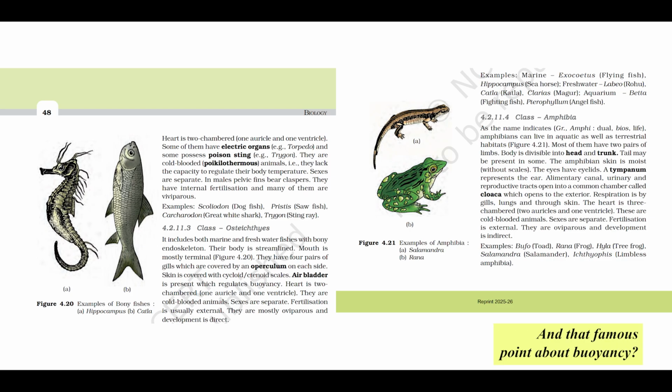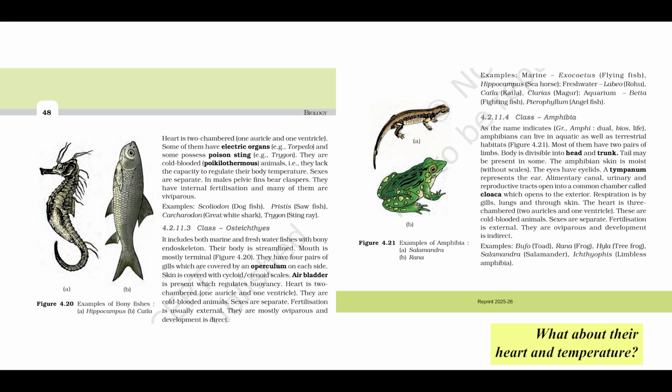And that famous point about buoyancy. Yes, a very important point for competitive exams is the absence of an air bladder or swim bladder in most chondrichthyes. Right. This gas-filled sac helps bony fish control buoyancy. Since cartilaginous fish lack it, they are denser than water and must swim constantly using their fins for lift to avoid sinking. Constant swimming required.